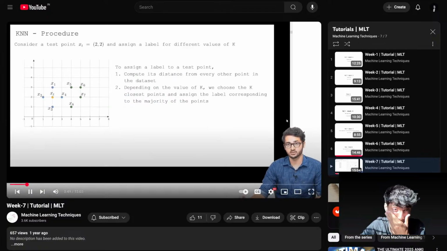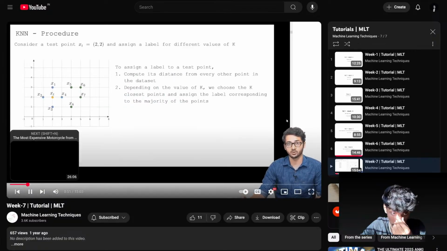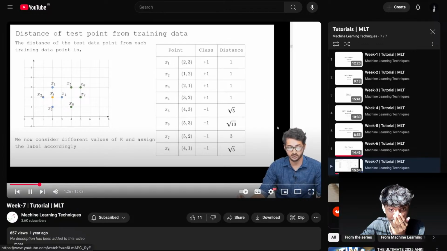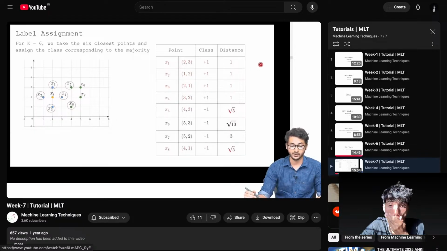Hello everyone. In this video we are going and of those points the label corresponding to the majority of the all other points, depending on the value of k, we are going to assign a label to this point. Consider the case of k equal to 6.